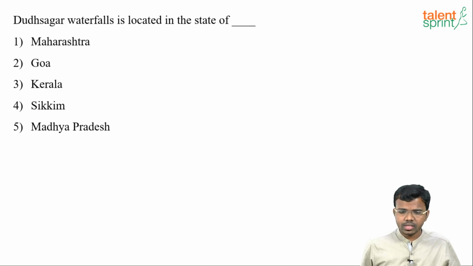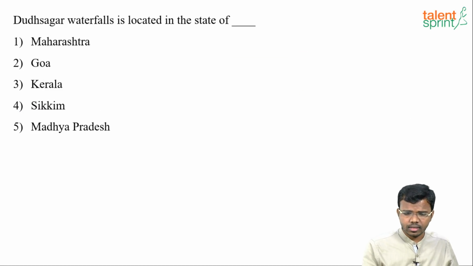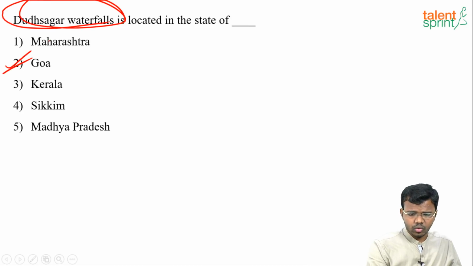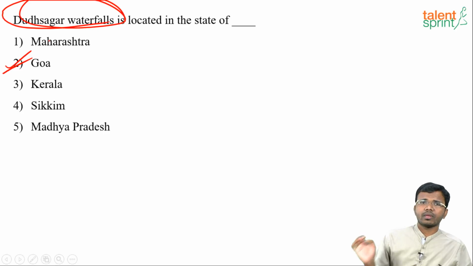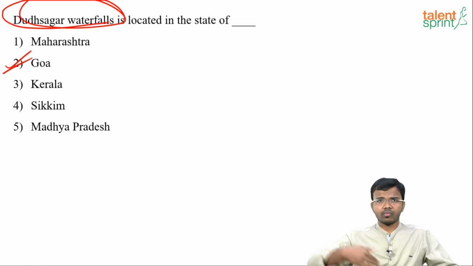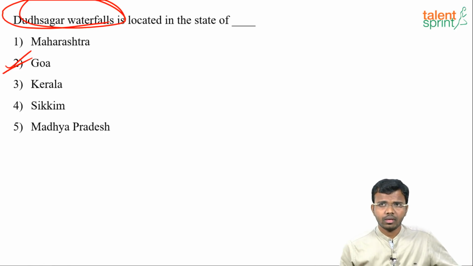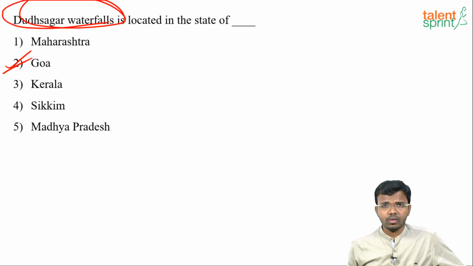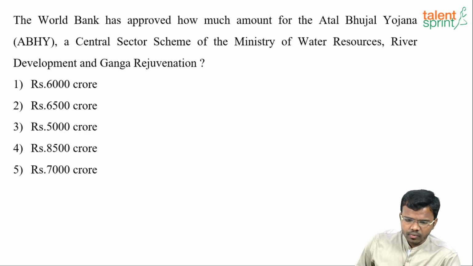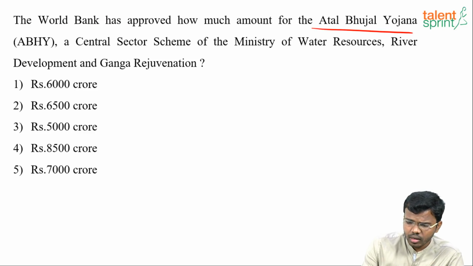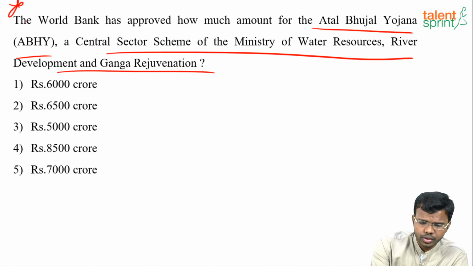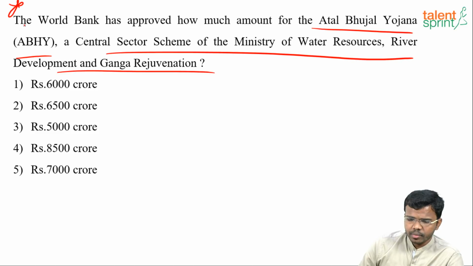Next. Dudhsagar Waterfalls is located in the state of, very beautiful Dudhsagar Waterfalls. It is in Goa. If you go by train, you can easily see the Dudhsagar Waterfall as the train goes under the bridge. Just beside the Dudhsagar Waterfalls, the train will go. Okay. The World Bank has approved how much amount for the Atal Bhujal Yojana, a central sector scheme? This is a very important question, under the Ministry of Water Resources, River Development and Ganga Rejuvenation.